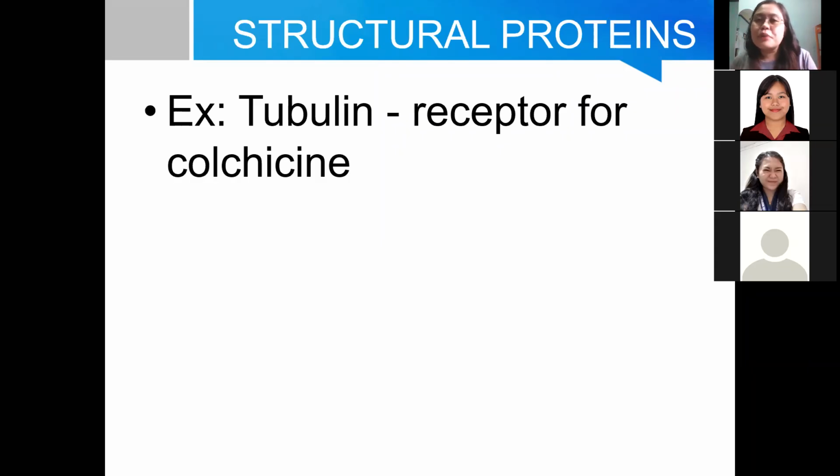Tubulin is a structural protein. It is the receptor of colchicine. We see tubulin in the cell, actually in cell division, and colchicine targets it. Are you familiar with colchicine? Just heard of it, ma'am. Anyone here who knows what it is for? Okay, correct, Isobel. This is for gout. This is our drug for gout.